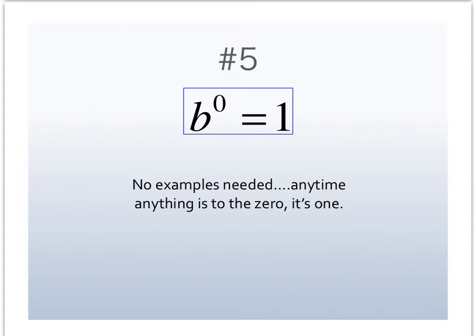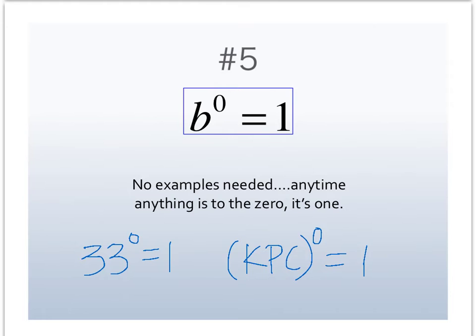This, I think, is by far the easiest. Number 5 says b to the 0 equals 1. Anytime anything is to the 0, it equals 1. Whether it's my favorite number to the 0, that equals 1. My initials to the 0 equals 1. My favorite movie to the 0 would equal 1. Anything to the 0 at any time is always equal to 1.